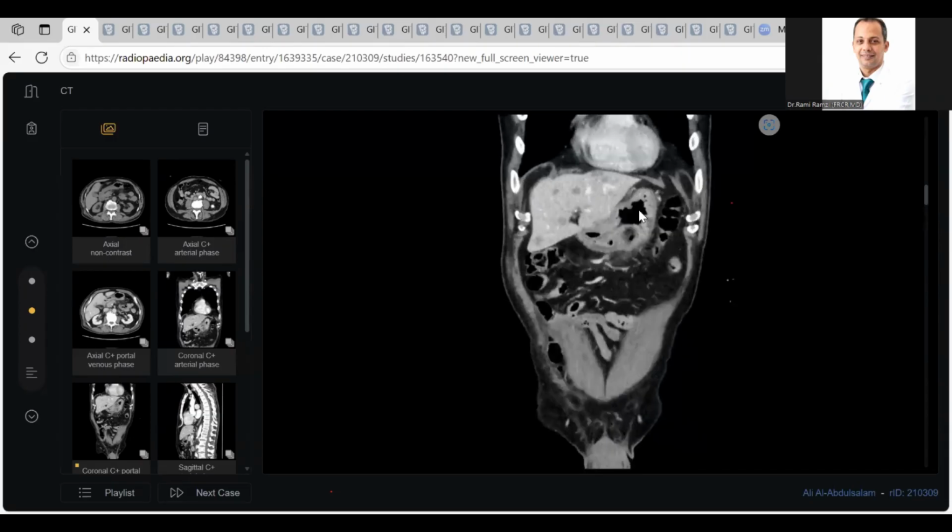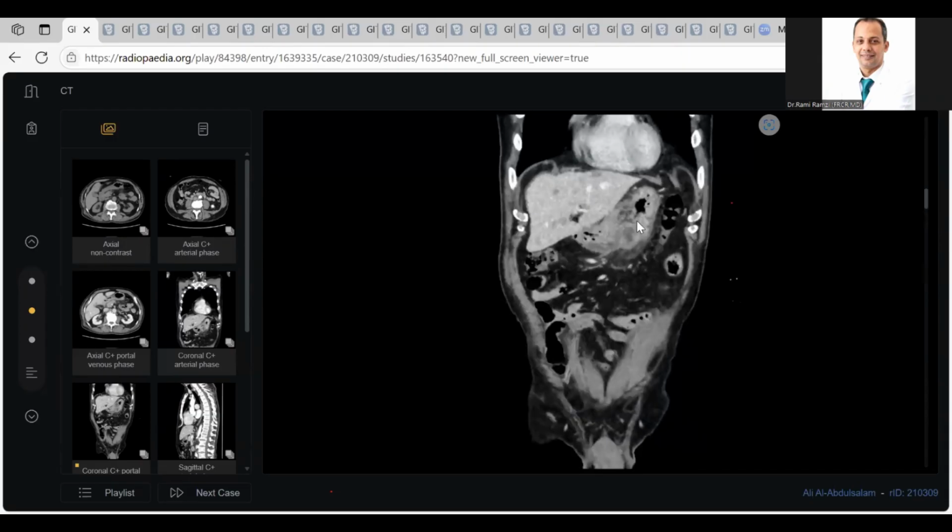Here, there is an abnormality here. This is abnormal thickening here at the greater curvature. So the primary is in the stomach. Surprisingly, it was a gastric lymphoma.